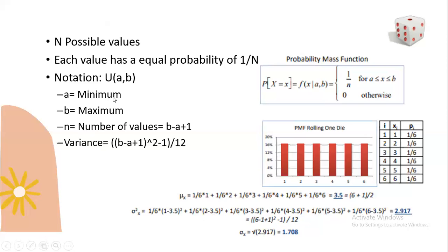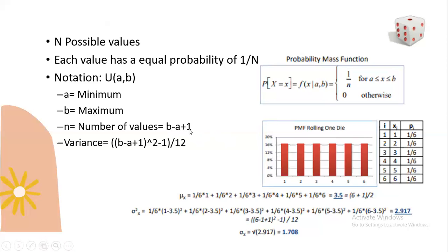Okay, so in a discrete uniform distribution, A is going to be the minimum value, which is 1, because 1 is the lowest value you can get on the dice. B is going to be the maximum value, which is 6 on the dice. And the number of values that you can get is going to be 6 minus 1, okay, so that's B, the maximum value, minus A. So that's 6 minus 1, 5, plus 1.